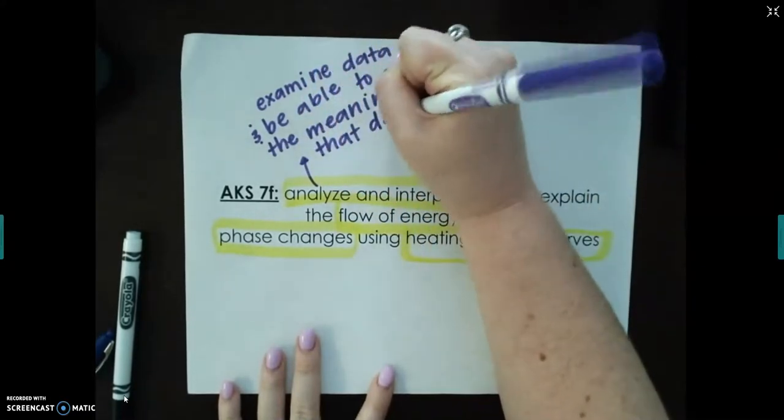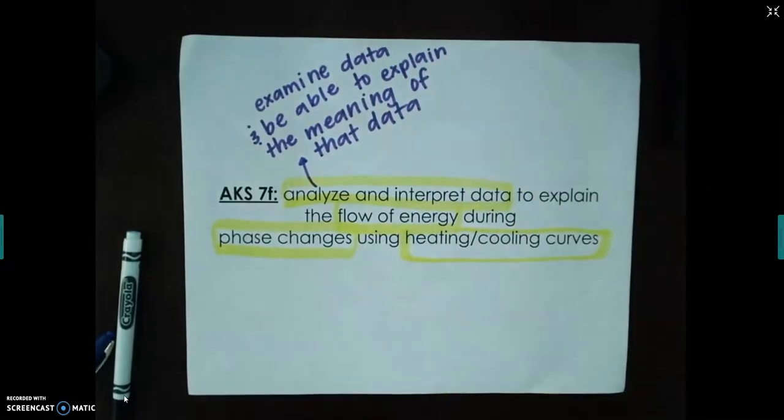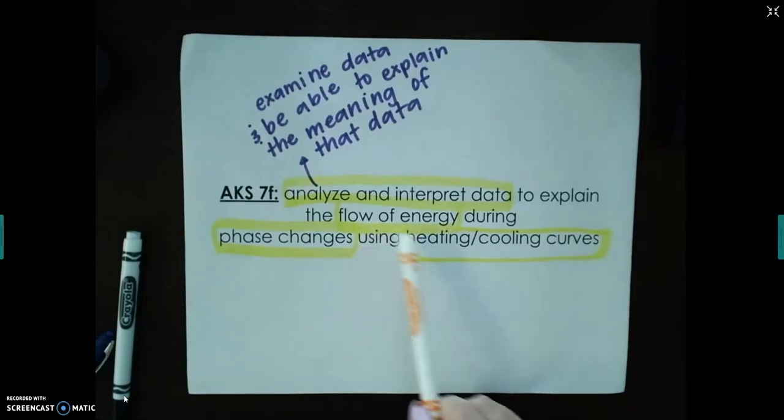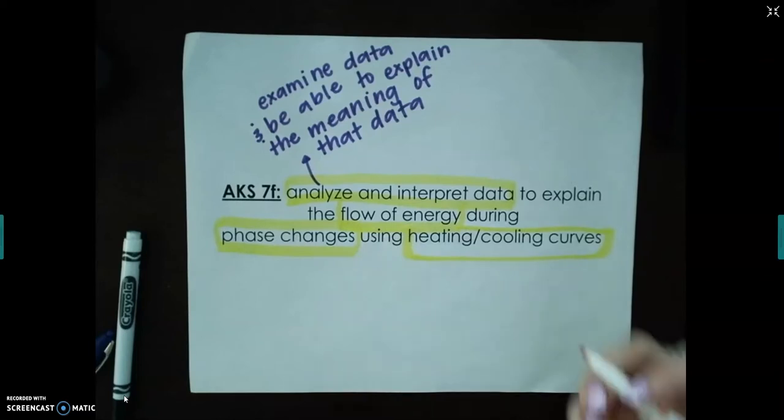So I can look at the data given and I can explain what the data is supposed to be telling me. In this case, it's going to be about thermal energy. It's going to be about heating and cooling curves as the data source. But let's keep going. So let's look at the flow of energy. Let's dig into that one next.